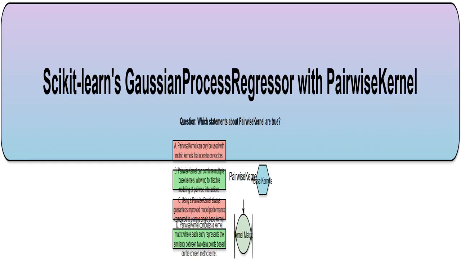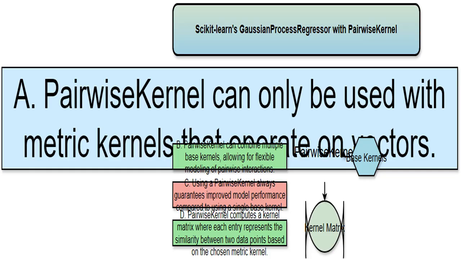This statement is incorrect. I've made this statement intentionally to test your understanding. It wrongly limits what kinds of base kernels you can use with PairwiseKernel. The reality is that PairwiseKernel is quite flexible and is not limited to just vector-based data. This is a correct statement.